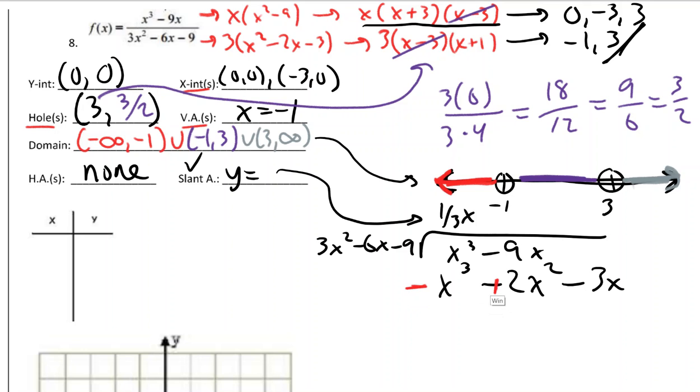Change the signs and add. Now be careful here. x's and x squareds are not like terms. You can't force these together. These are x's and these are x's, so you can combine these together.